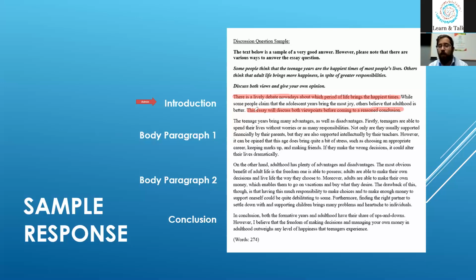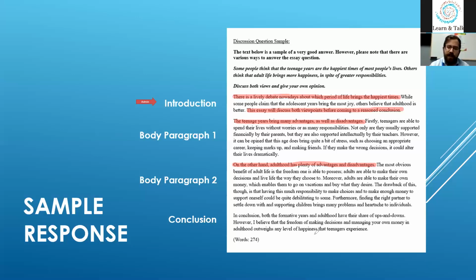So body paragraph 1. The teenage years bring many advantages as well as disadvantages. This is a very good topic sentence. It introduces what the rest of the paragraph will be about. Let's look at paragraph 2. On the other hand, adulthood has plenty of advantages and disadvantages. Great. So now we're looking at one paragraph that talks about the advantages and disadvantages of being a teenager, and the second paragraph talks about the advantages and disadvantages of being an adult.